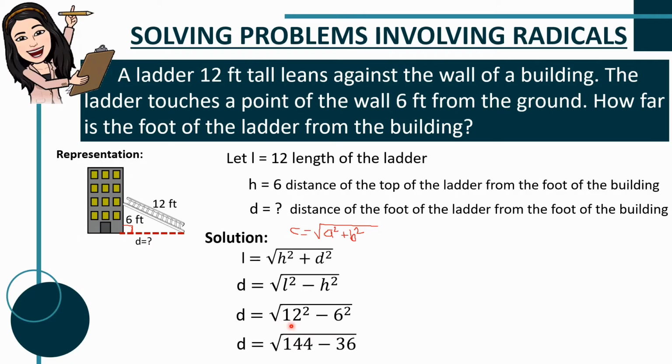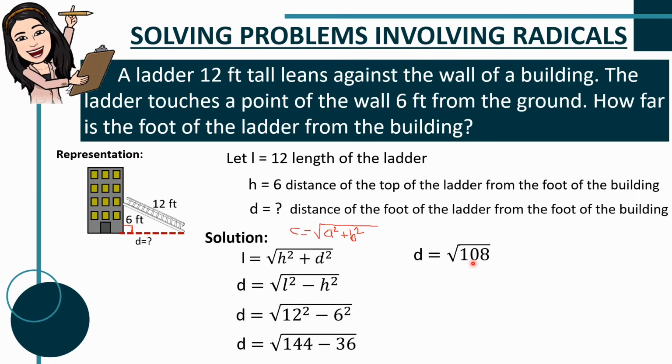Now, let us perform this. 12 times 12 is 144 and 6 times 6 is 36. And 144 minus 36 is equal to 108. So, therefore, may makukuha ba natin ang square root of 108? Is 108 a perfect square number? Okay, hindi po. So, in that case, we will apply the simplifying radicals, yung pinag-aralan natin in our previous lesson. Now, in order to simplify square root of 108, we need to get the factors of 108 in which one of it is a perfect square number.